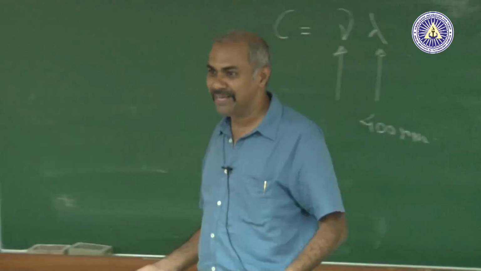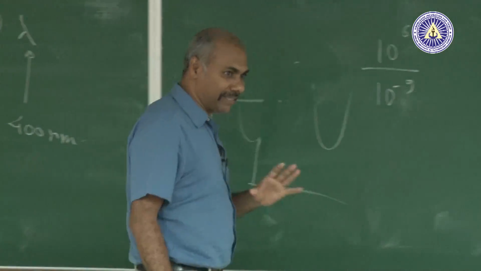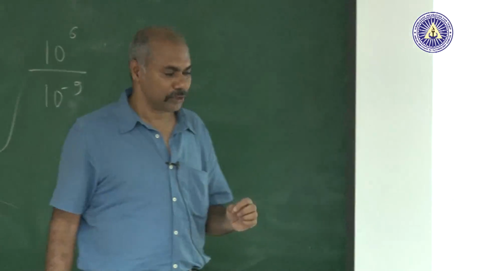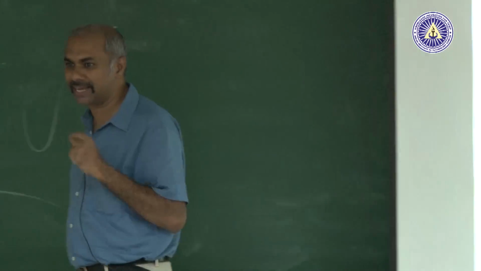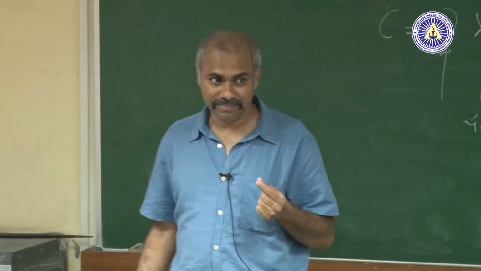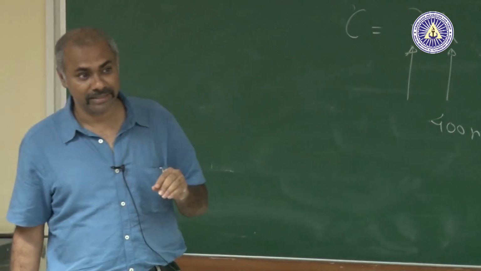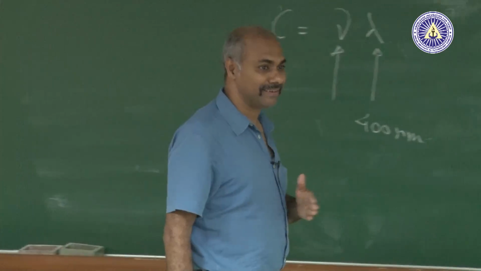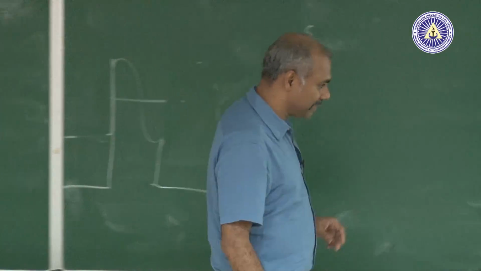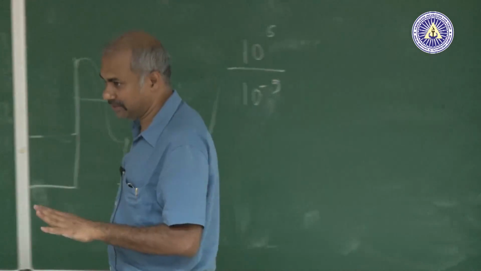And one can measure length scales which are shorter. 10 to the power minus 15 is already the size of the nucleus of an atom. And you are talking about 10 to the power minus 18, 1,000th smaller than that length scale you can measure. So that's amazing. And then the shortest time that you can measure.